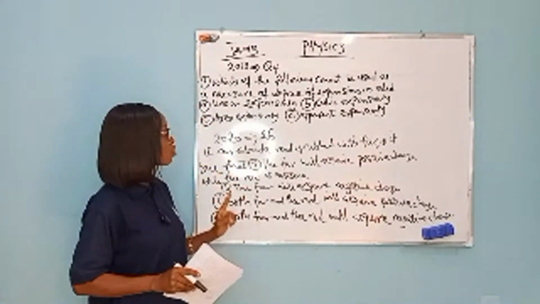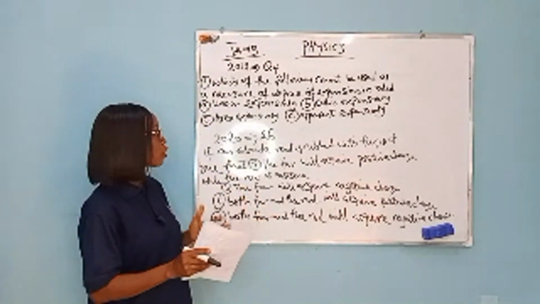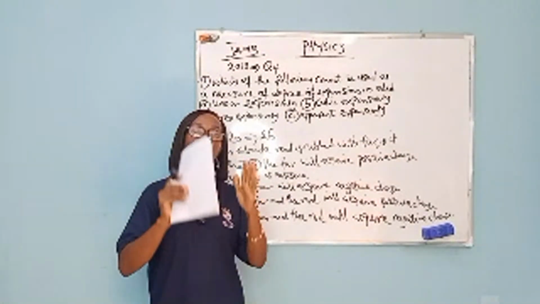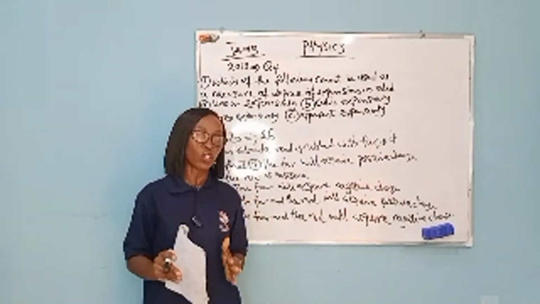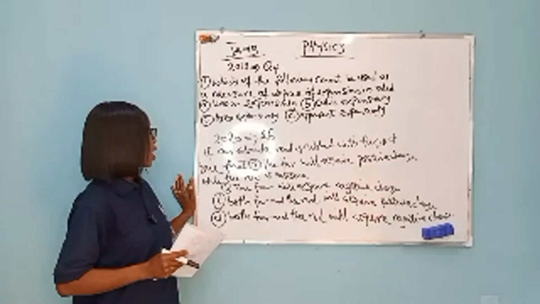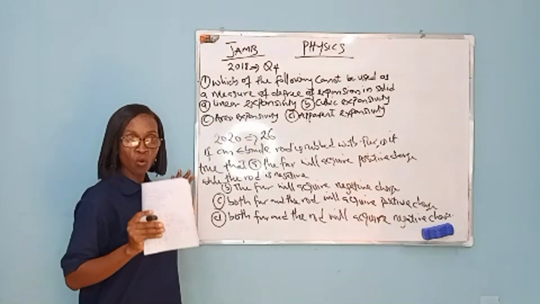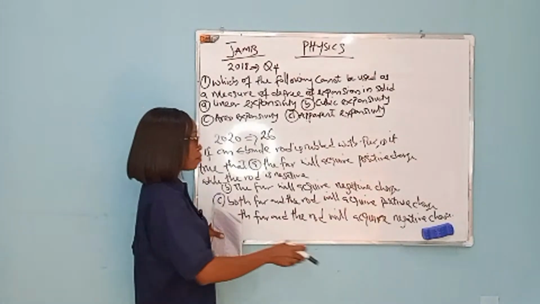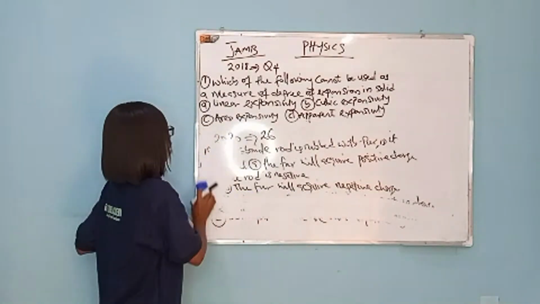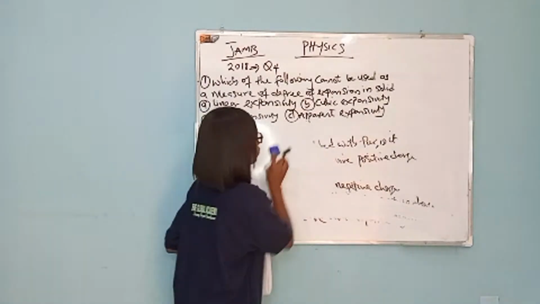So the answer to this question is option A. When I bring an ebonite rod and rub it with fur, the fur will acquire a positive charge, leaving the rod negatively charged. So I have charged that rod negatively. Option A is the correct answer to this question. Remember, a charged body has both electrons and neutrons embedded in them.